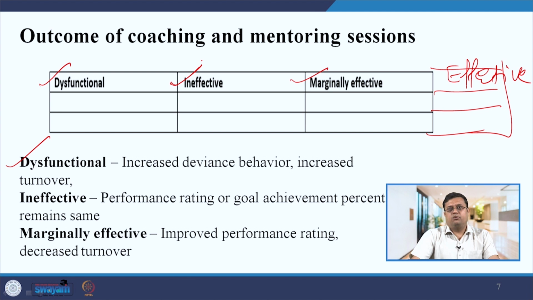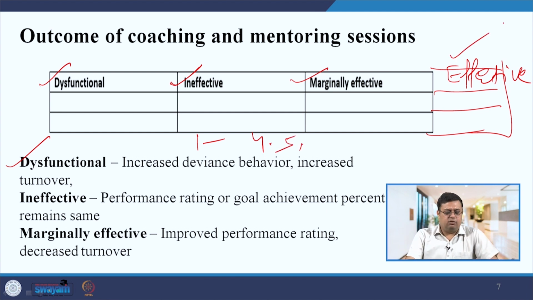If it has drastically changed, it has improved, like somebody who was getting just 1 out of 5, and after coaching and mentoring started getting 4, 4.5, right, then you can say this is a training program which is very effective. So one of the parameters that I suggest you can use to check the effectiveness of the coaching and mentoring program is the performance rating. Based on this, how many people have gone through the coaching and mentoring program, what was their performance rating before, and what is their performance rating after. So that is one performance rating criterion that you can use.